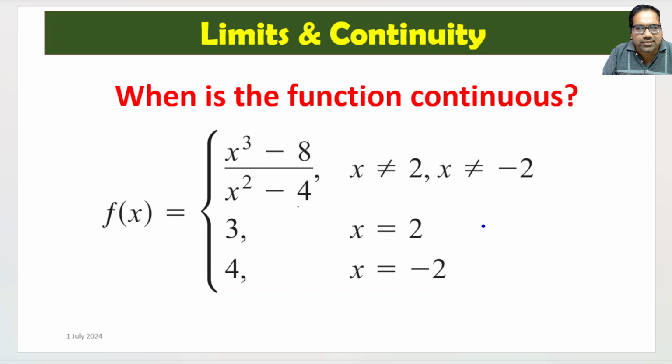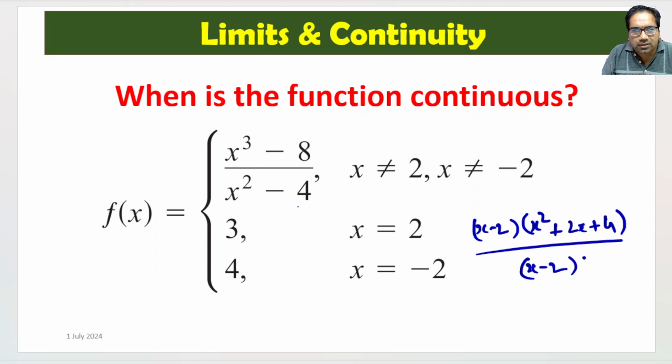So for example, x cube minus 8, that is x cube minus 2 cube, which is (x minus 2) into (x square plus 2x plus 4), using a cube minus b cube equals (a minus b)(a square plus ab plus b square), divided by (x minus 2) into (x plus 2), right? The x minus 2 and x minus 2 will get cancelled. So when x equals 2, we can say it is 2 square, that is 4, plus 2 into 2, 4, plus 4, divided by 2 plus 2, which is 4, which is equal to 3, right? 12 by 4, which is equal to 3.